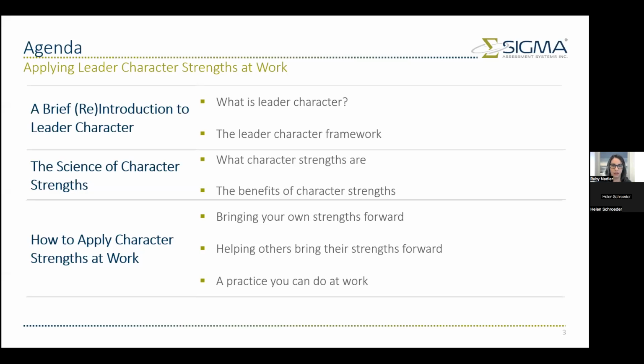And then I'll be building on that and talking about character strengths and the science of them. So what they are and how good they are and how really underused they can be. And then we'll be talking about how to bring your strengths forward and help other people to bring theirs forward. And I'll be sharing a resource with you and a practice that you can use at work.